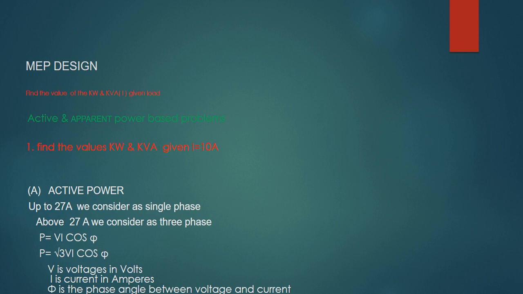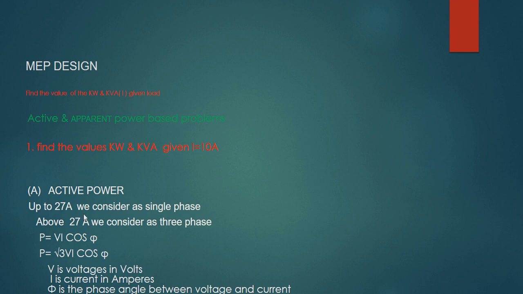Now the problem is to find the values of kilowatts and kVA for the given load, active power and apparent power based problems. First we will discuss kilowatts and kVA. Kilowatts means active power, kVA means apparent power. The problem is: I is given as 10 amperes. Now we have to calculate kilowatts and kVA.